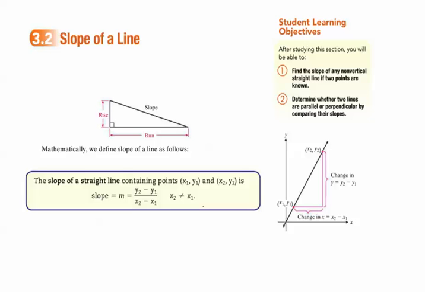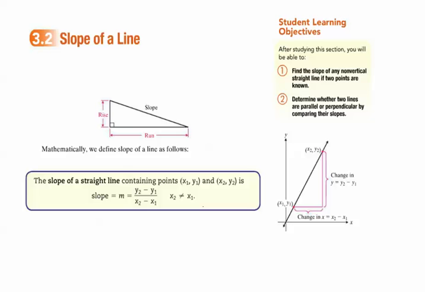So in this section, one of our learning objectives is to be able to calculate the slope for any non-vertical straight line. What we mean by non-vertical is that a vertical line has an undefined slope. So any other type of line besides a vertical line has a slope that can be calculated. And so we'll learn how to calculate slopes in this section. And then we want to be able to determine whether two lines are parallel or perpendicular just by looking at their slopes. So these are two learning objectives that we will cover in this section.